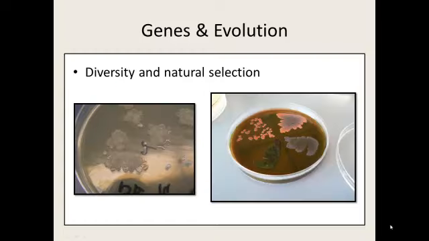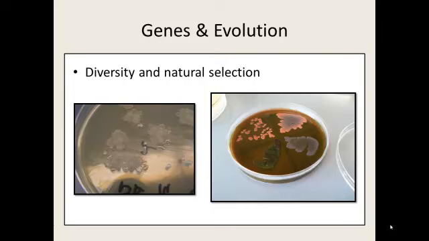Now for the last topic, genes and evolution. I've mentioned this before, but repetition is a good thing. It helps you remember. Diversity in bacterial populations is a direct result of mutation. Okay, you can't get new genes without mutation. Now you can move them around within the bacterial population through transformation, conjugation, and transduction, but to come up with brand new genes, it's got to come from mutation.